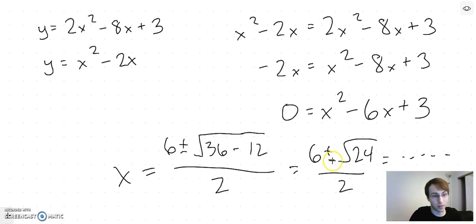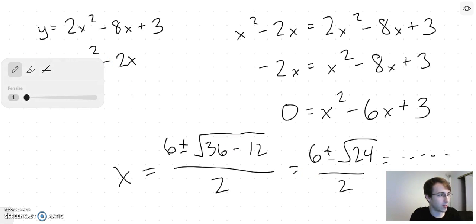Now keep in mind you have two solutions, so to find the y for each, you'll have to consider the 6 plus root 24 over 2, plug that back in, and you'll also have to consider the 6 minus root 24 over 2, and plug that one in as well.